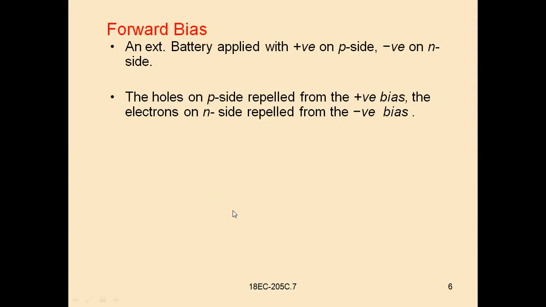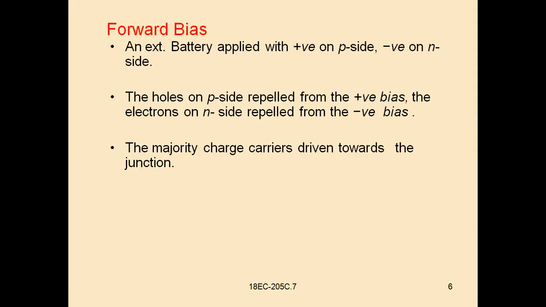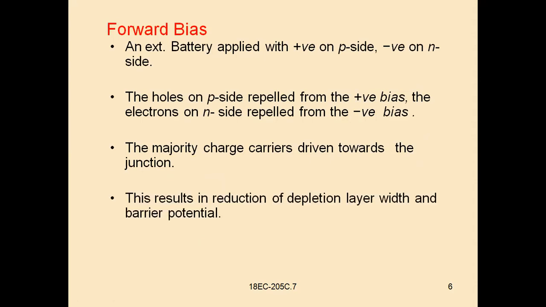To observe this graph, if an external battery is applied with positive on the P side and negative on the N side, what happens? The holes on the P side are repelled from the positive bias, and the electrons on the N side are repelled from the negative bias. So they try to move towards the opposite terminal. That is why the majority charge carriers are driven towards the junction. This is the reduction of depletion layer width and the barrier potential.